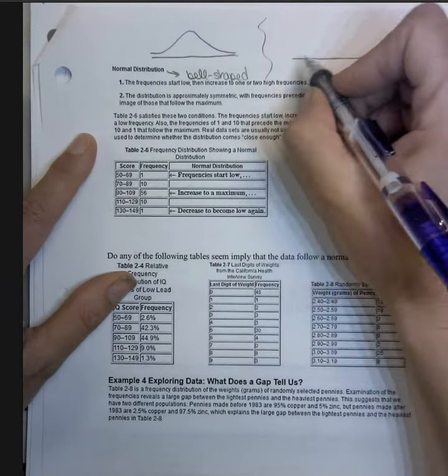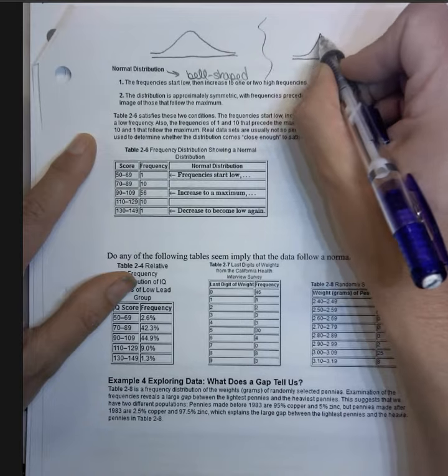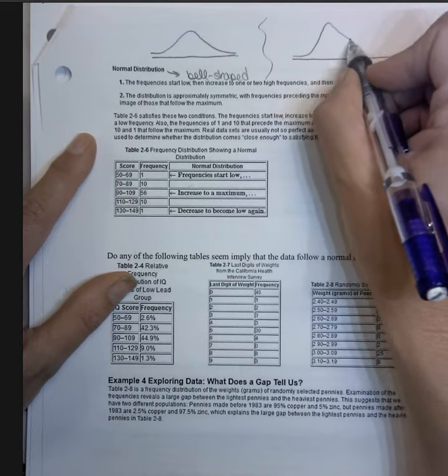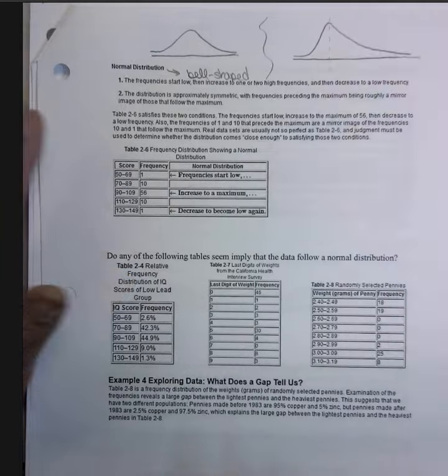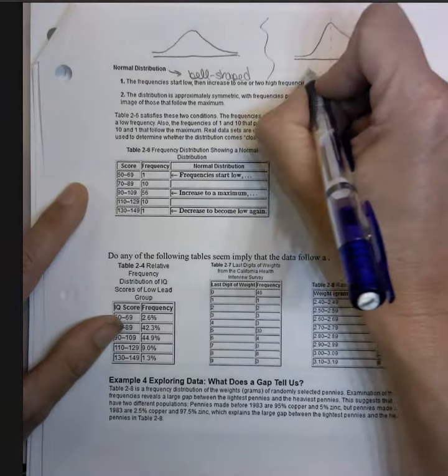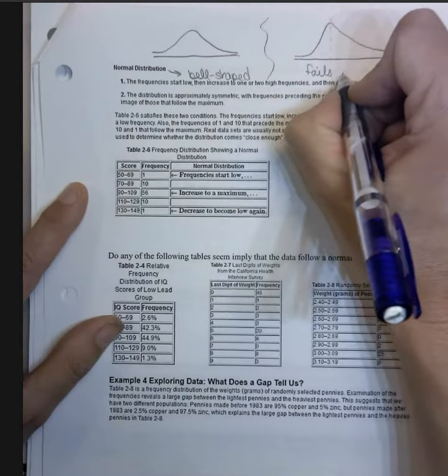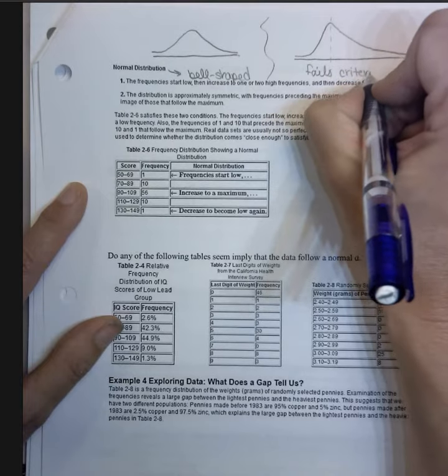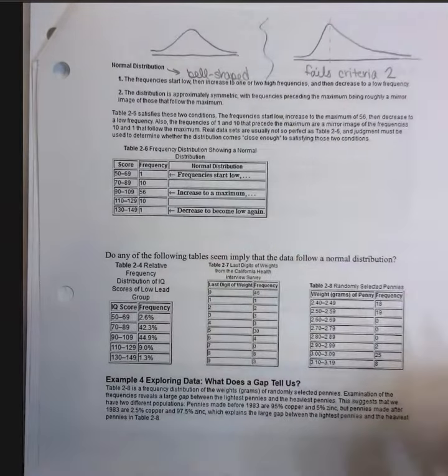So we could have a graph where the frequencies start low, increase to a max, and then slowly decrease to small frequencies again. But this one is not symmetric. If you look at the high point, the right half is not a mirror image of the left half. So this fails criteria 2. It passes criteria 1. They start low, increase to 1 or 2 high, and then decrease to a low, but it's not symmetric.